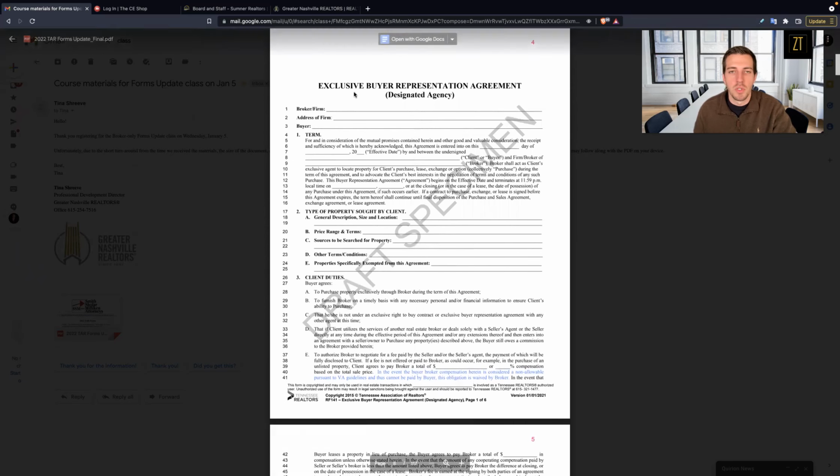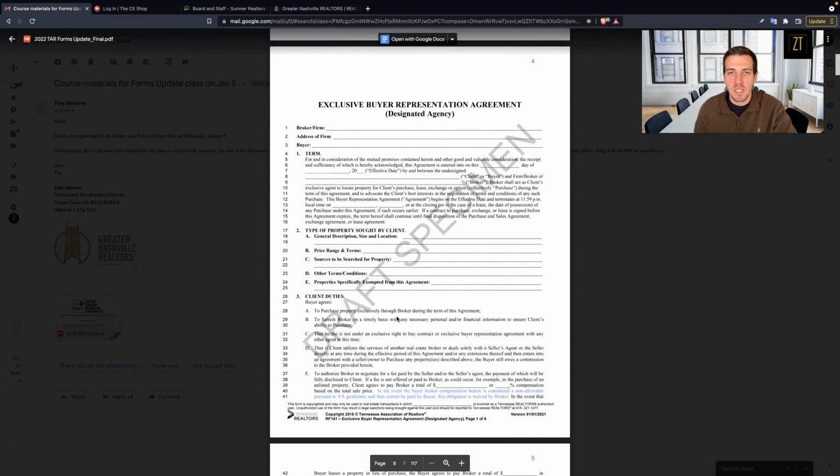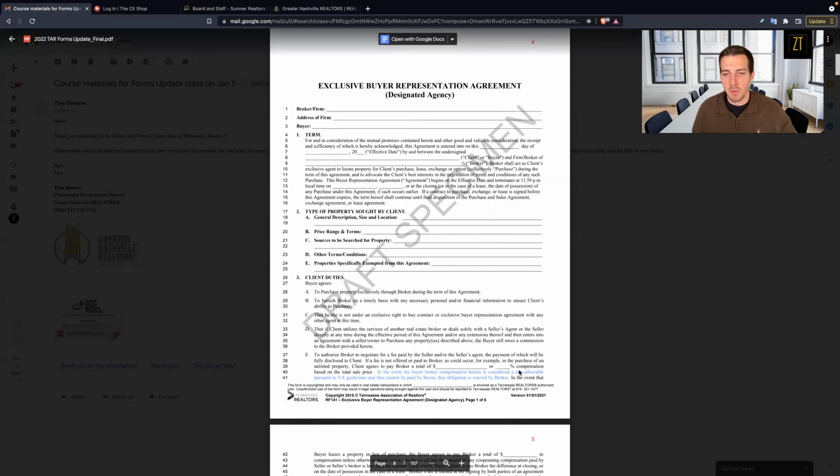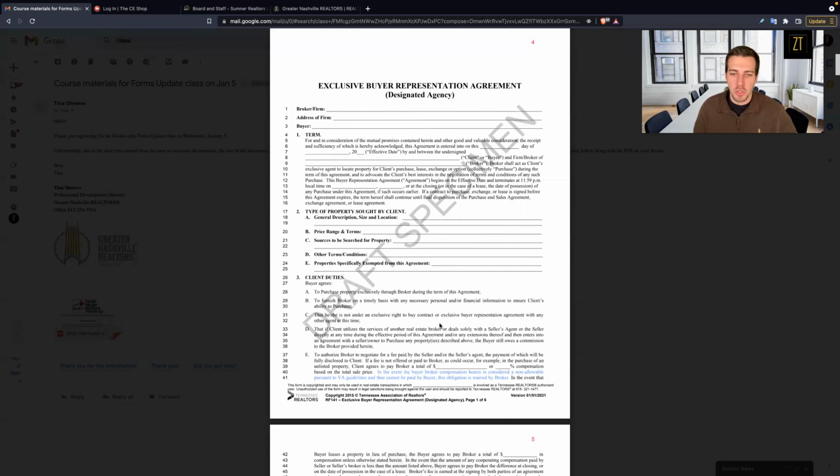Now moving on to the exclusive buyer representation agreement. What they've noticed is for VA loans, for example, in the MLS, sometimes a listing agent would offer 2.5%, and then a buyer's agent would have this agreement saying I would make 3%, and they would charge their client the difference. Well, VA loans, sometimes they don't allow that.